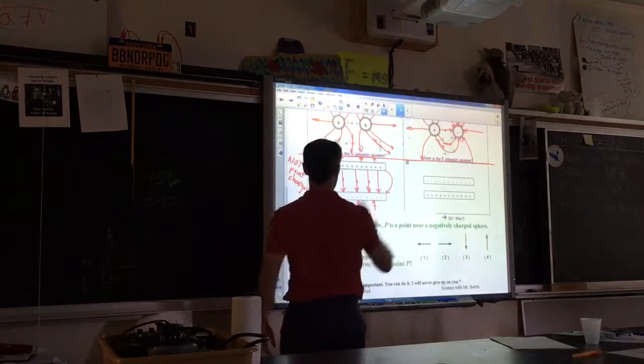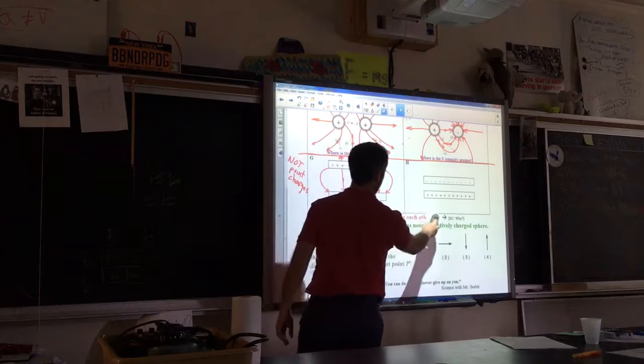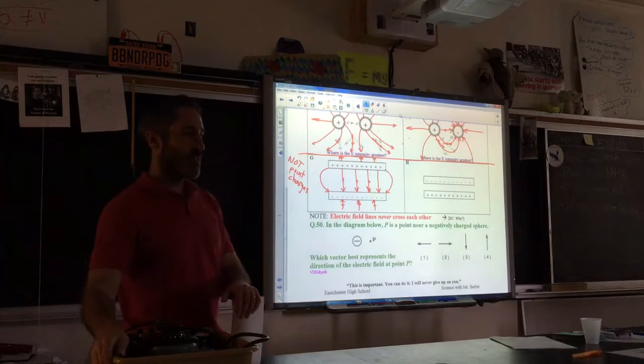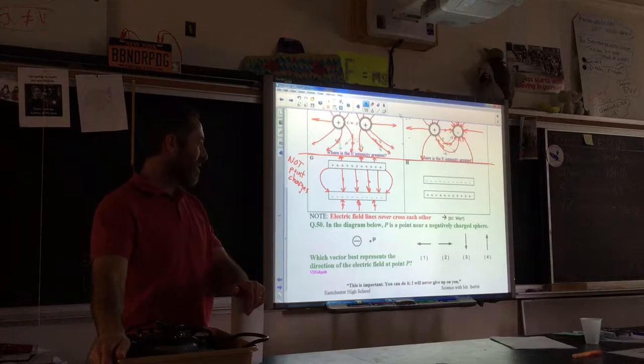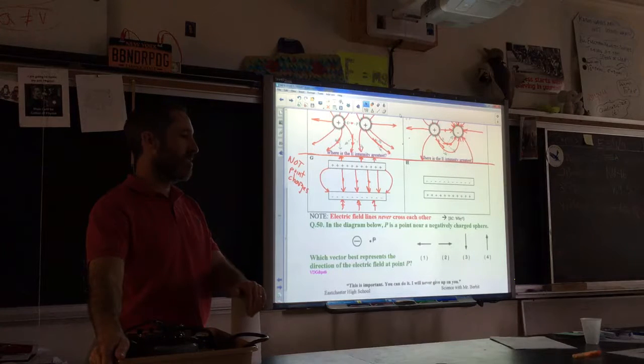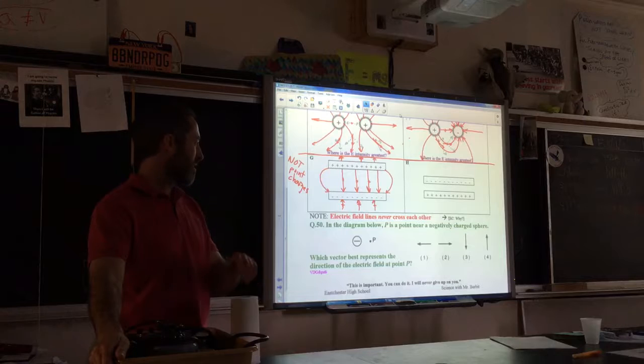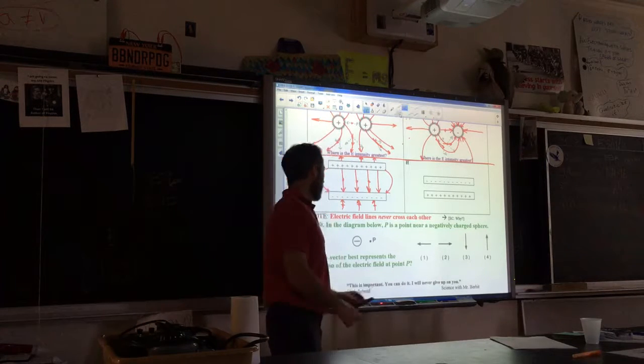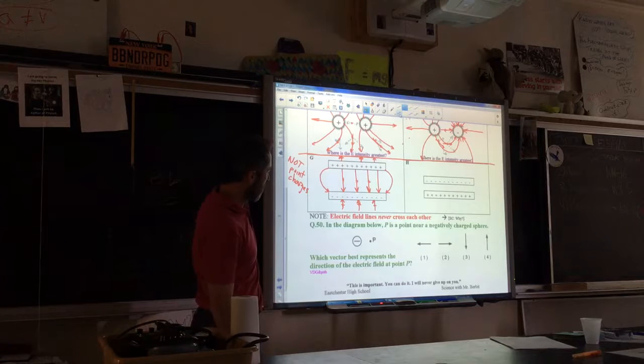Note, electric field lines never cross each other. You took earth science, and in earth science they talked about contour lines. Those never crossed each other either. And fairly easy extra credit if you think about it is why they never cross.